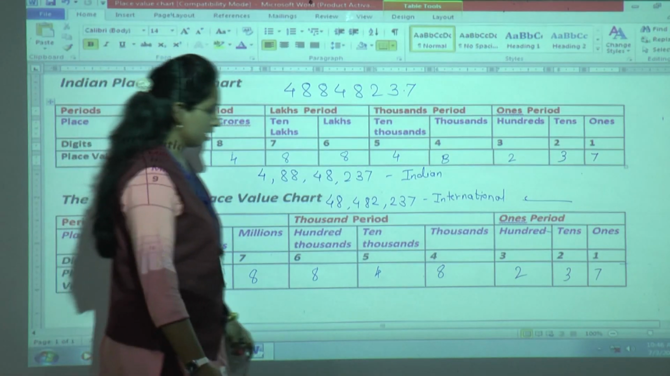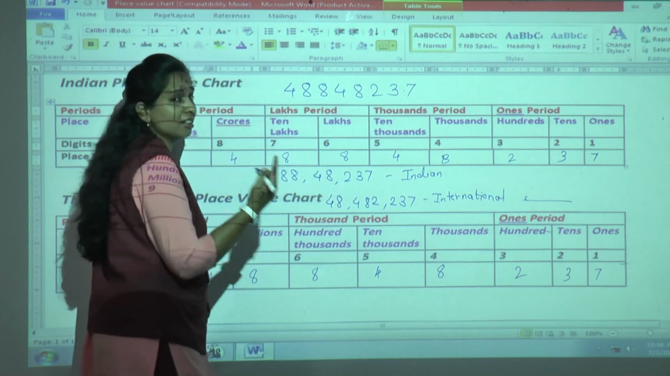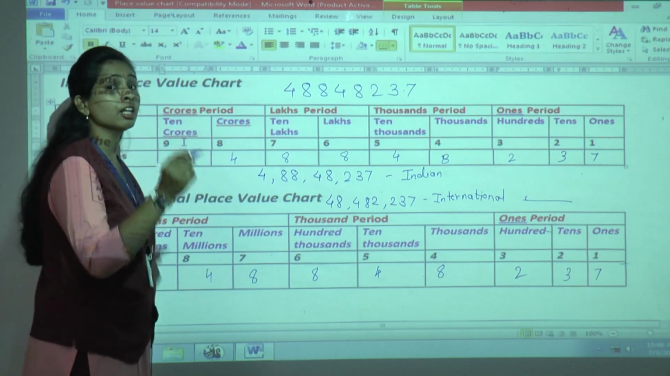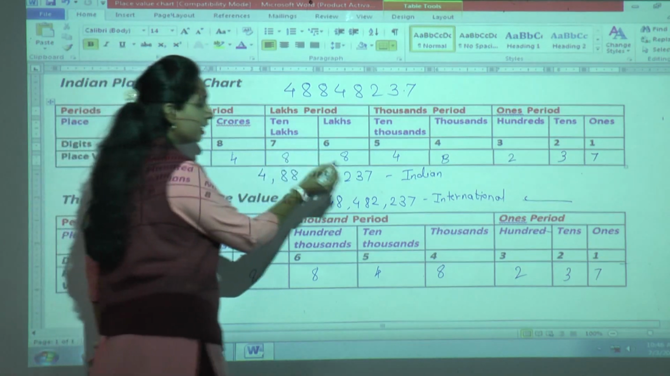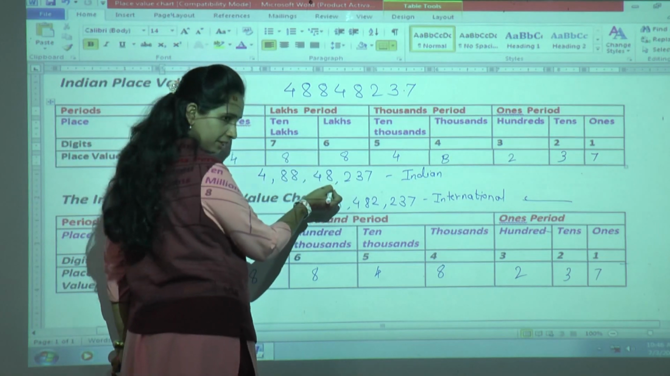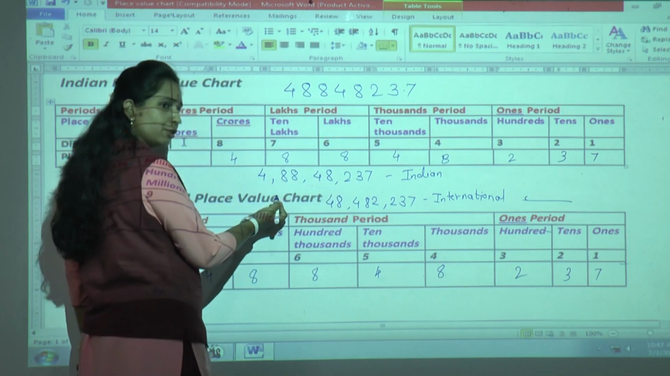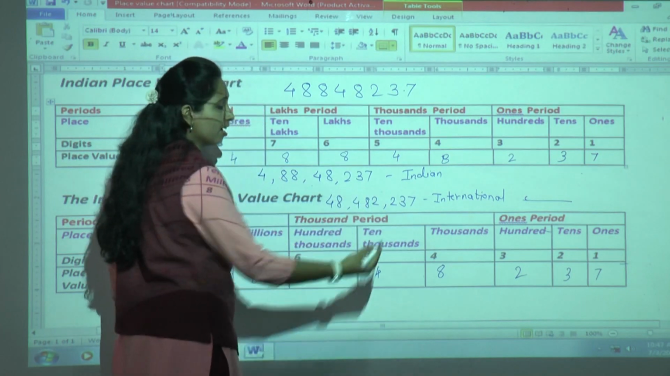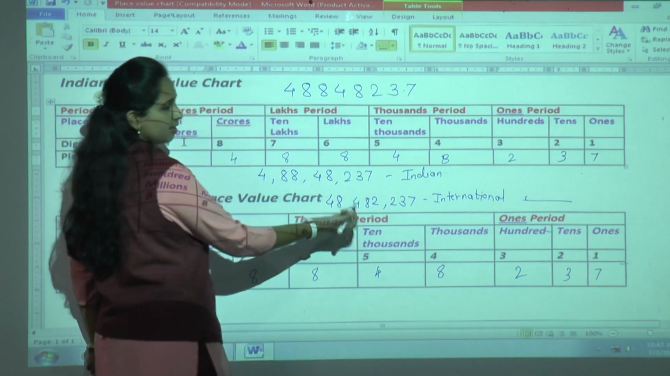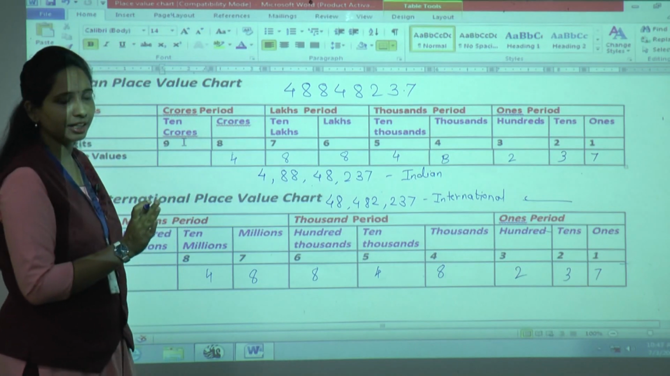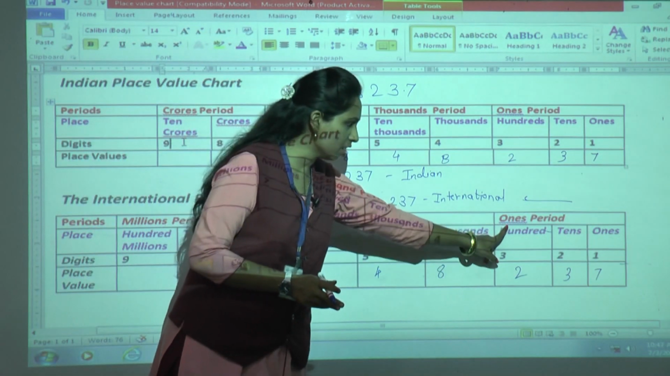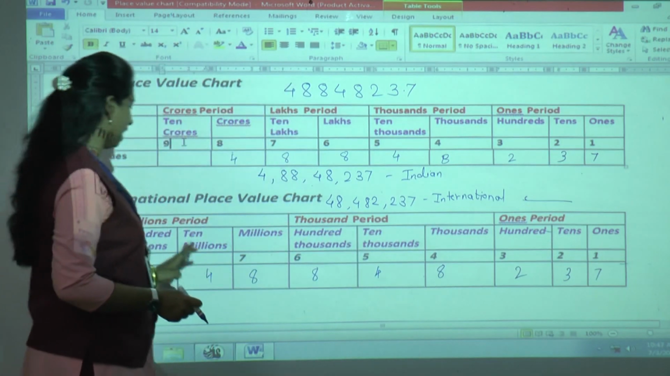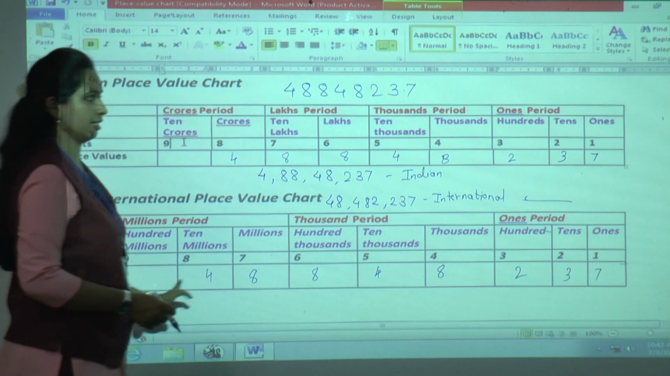Now see the difference between both the numbers. The difference comes in giving commas. In Indian place value, first we give a comma after 3 digits, then after 2 digits, then 2 digits. But in international place value, we give a comma after every 3 digits in the same way. So in international, the ones period has 3 digits, the thousand period also has 3 digits, and the millions period also has 3 digits.